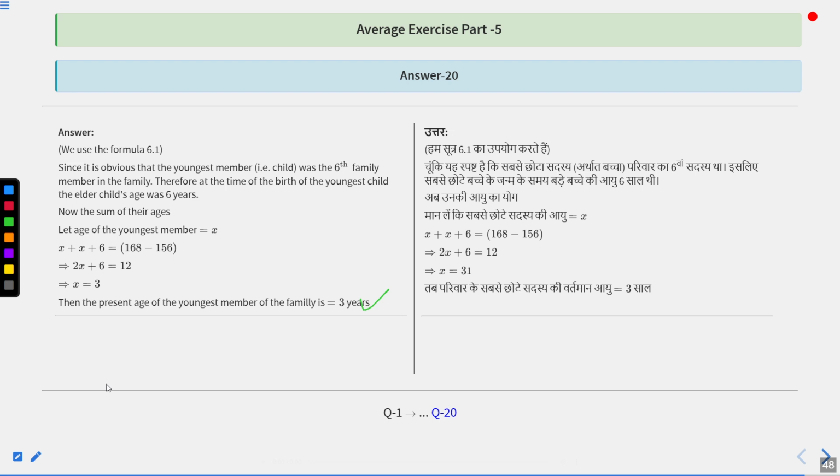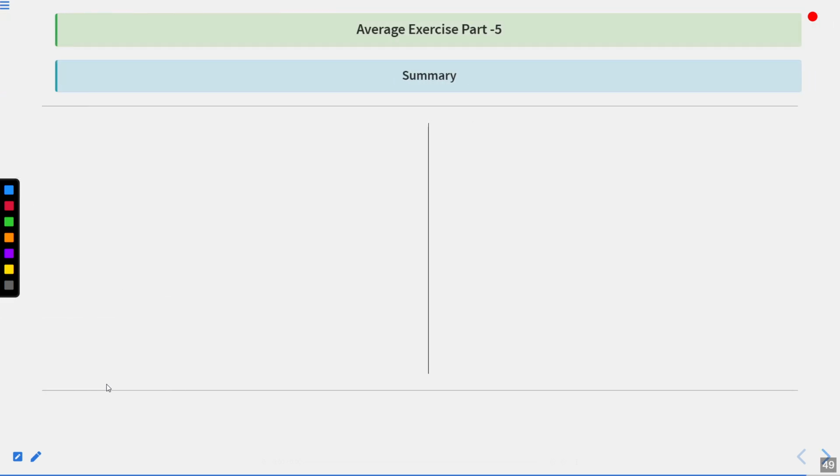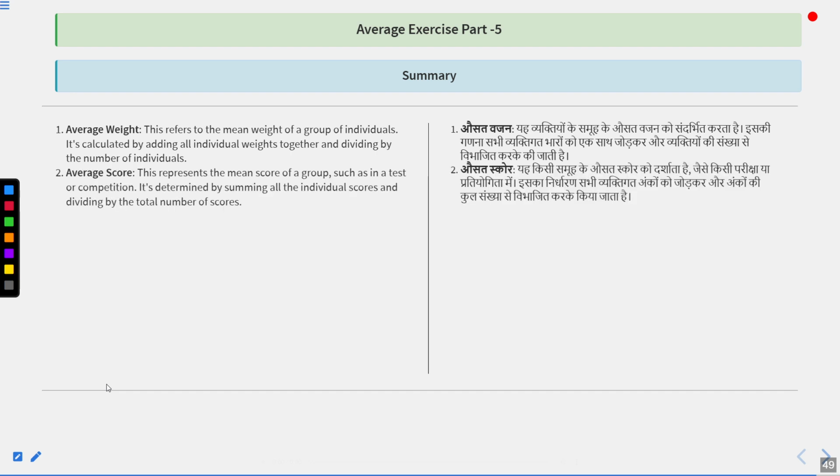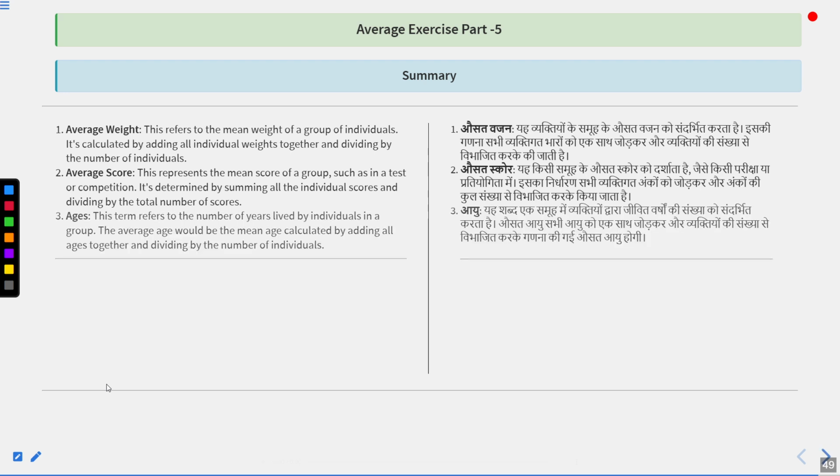Okay, next one. Now summarizing today's lecture. Average weight: this refers to the mean weight of a group of individuals. It is calculated by adding all the individual weights together and dividing by the number of individuals. Clear? Second is average score. This represents the mean score of a group, such as in a test or competition. It is determined by summing all the individual scores and dividing by the total number of scores.